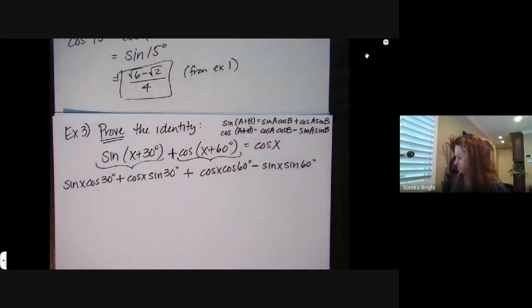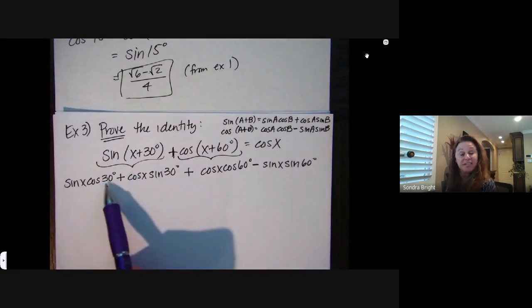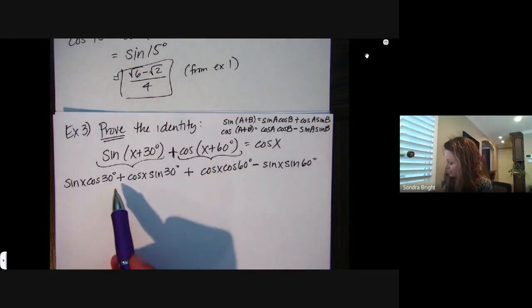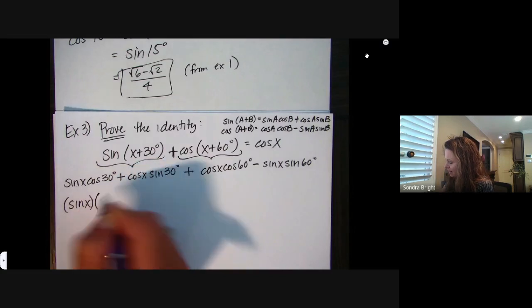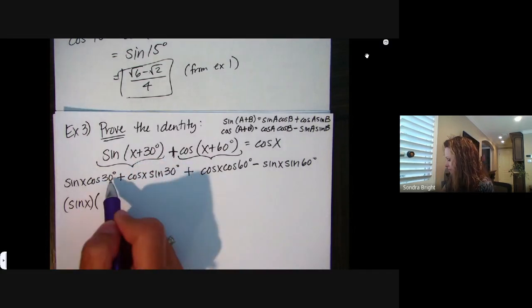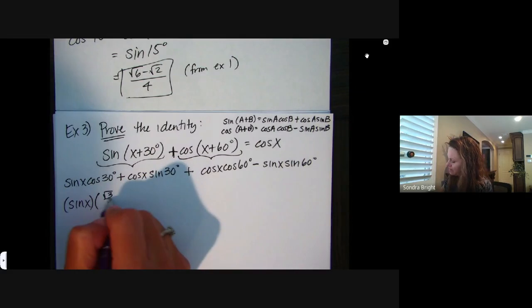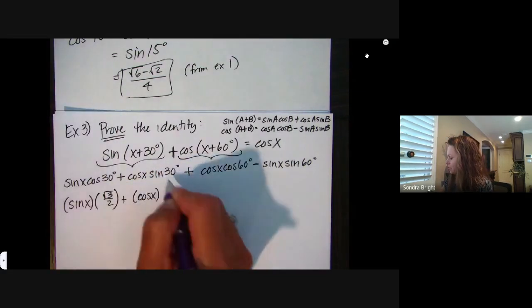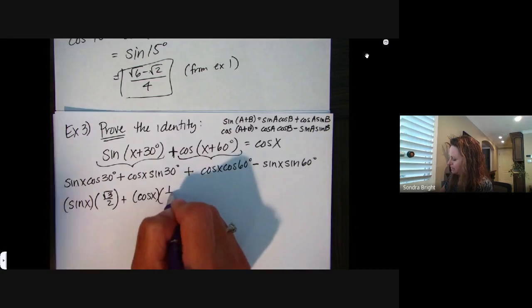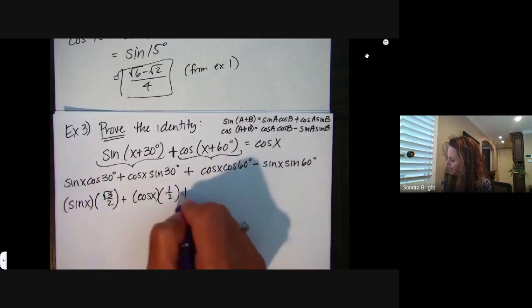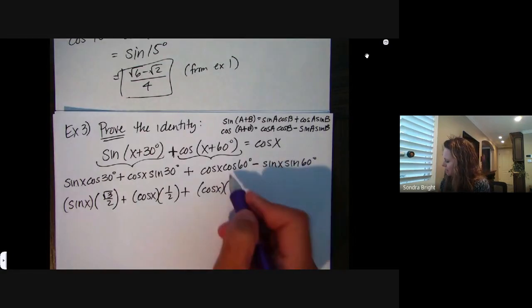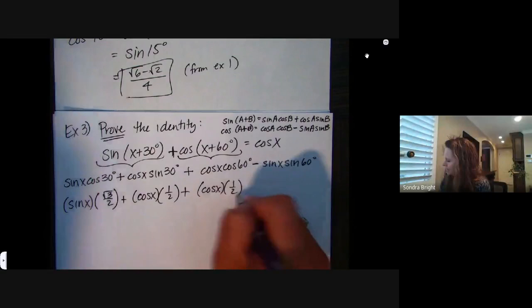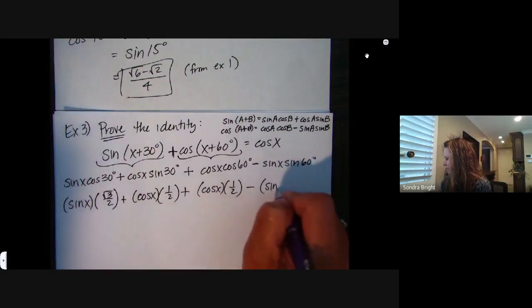Let's clean this up now. I don't know what sine of x is, but I do know what cosine of 30 is. So this is sine of x times cosine of 30 degrees, which is rad 3 over 2, plus a cosine of x times sine of 30 degrees, which is 1/2. You have a plus sign. Cosine of x times cosine of 60 degrees is 1/2. And then a minus sine of x times sine of 60 degrees, which is rad 3 over 2.